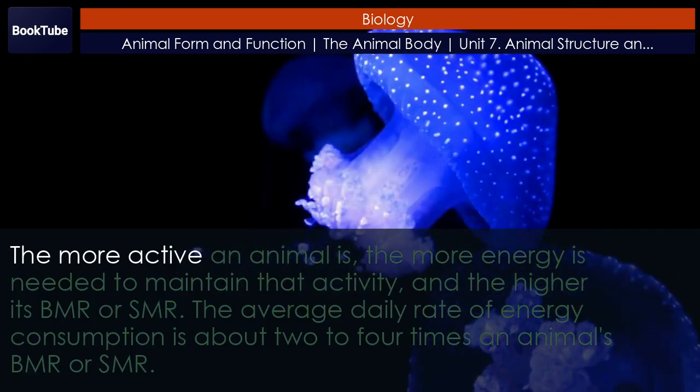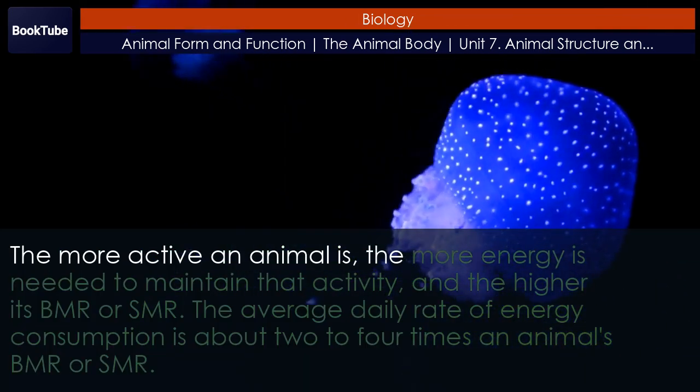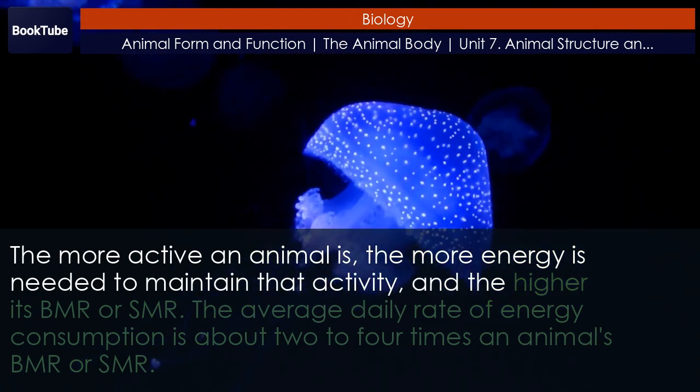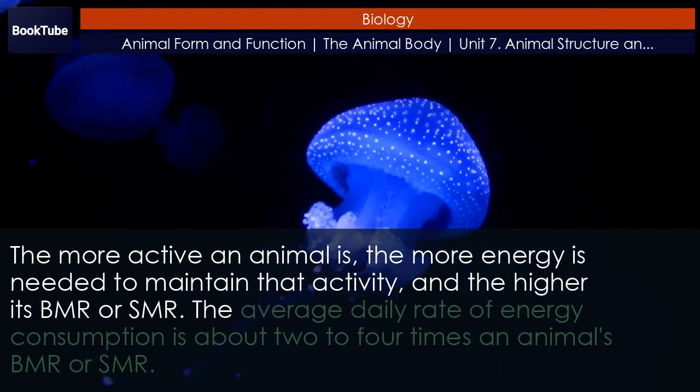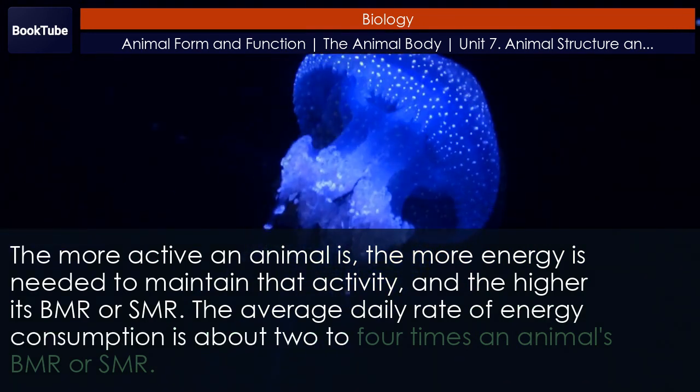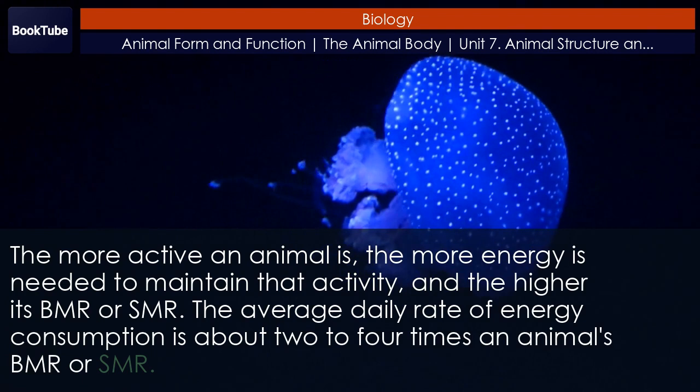Energy requirements related to levels of activity. The more active an animal is, the more energy is needed to maintain that activity. And the higher its BMR or SMR, the average daily rate of energy consumption is about 2 to 4 times an animal's BMR or SMR.